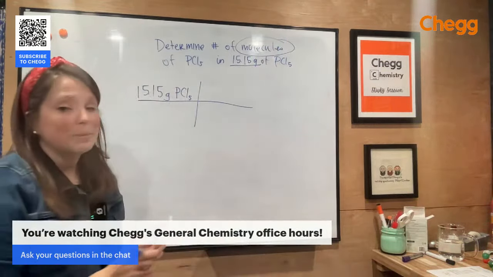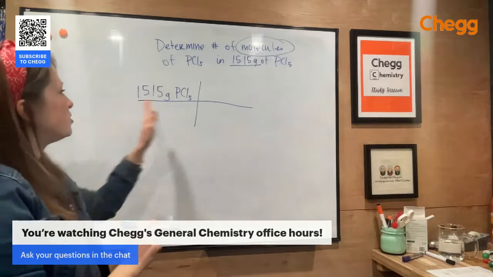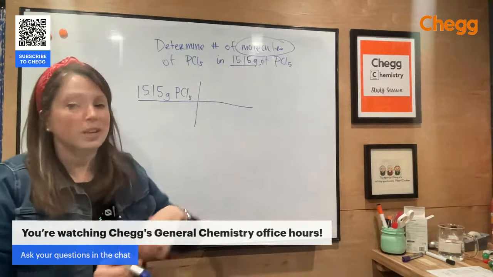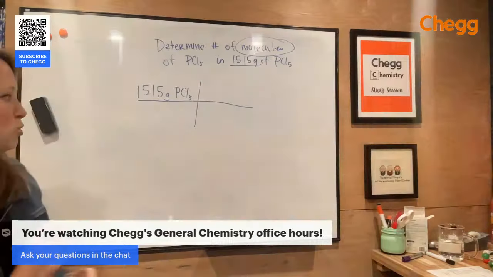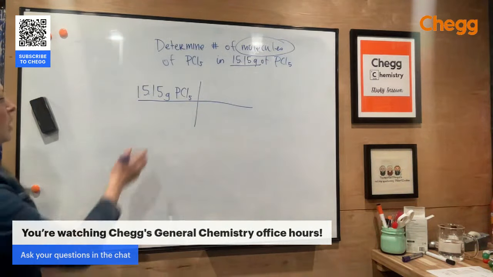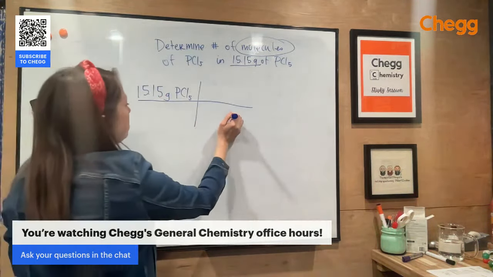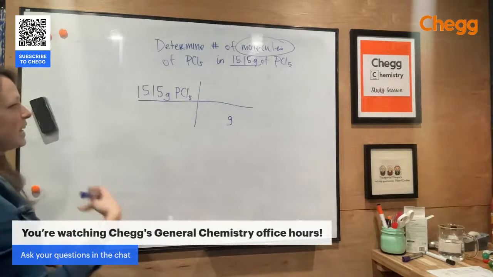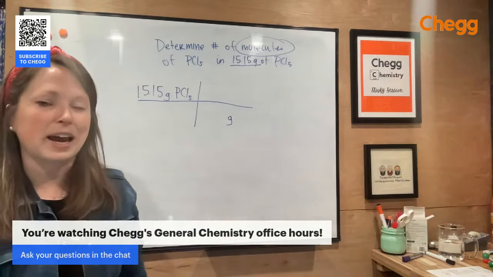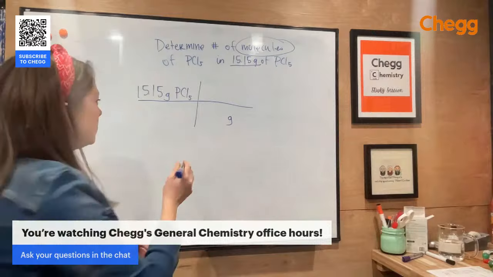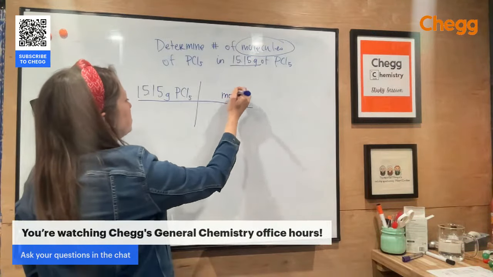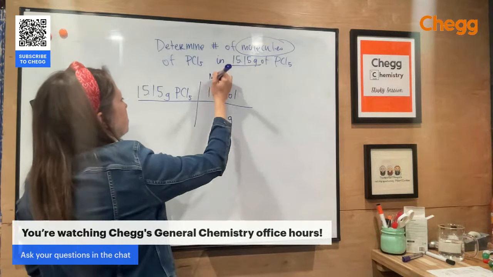Some of these problems are going to be really wordy. I highly recommend underlining the information you're given, circling what you are looking for so you don't lose track of what the problem's asking. All right, so I want to convert from grams. So I'm going to put grams on the bottom. I can't just hop from grams to molecules. I have to go to moles first. So I'm going to go from grams to moles. So I'm going to use the molar mass here.